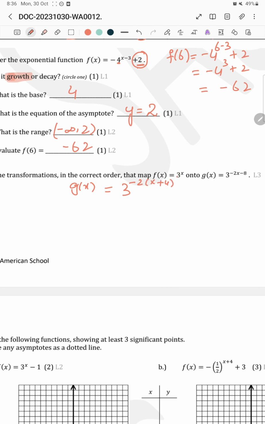It has 3 to the power x, so it has a minus over here, so it is a reflection in the y axis. And something is multiplying with x, so horizontal dilation. And plus 4 means left 4.